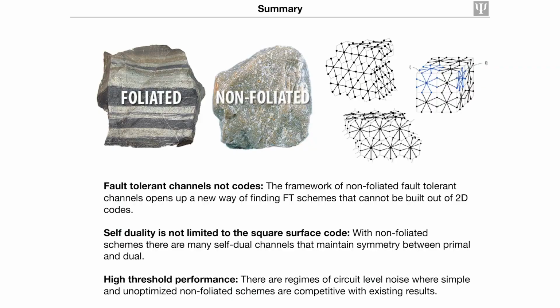Okay, so let me just sum up then. So I guess the main thing that I want to get across is that fault tolerance is the thing that we're actually after if what we're doing is trying to do quantum computation. What we want is to build these fault-tolerant channels. And starting with a code and building off it is one way to get there, but there are other ways to get there. There are other ways to construct these fault-tolerant channels, and I've talked about one of them. And this seems like it opens up a bunch of possibilities that are very hard to think about if you're just starting from a 2D code.